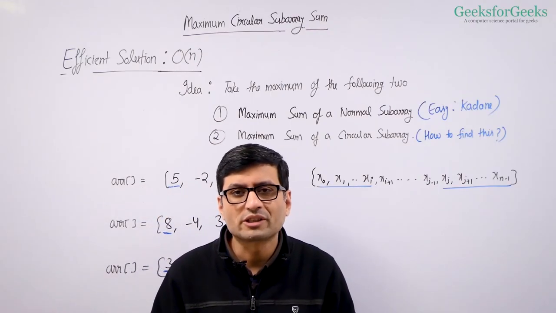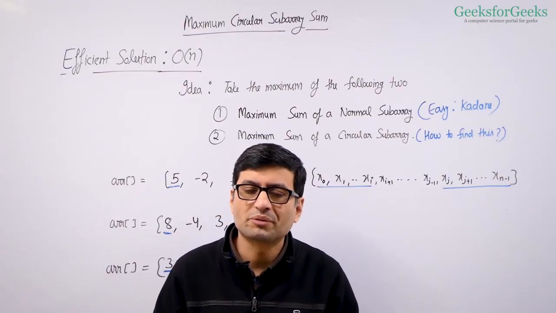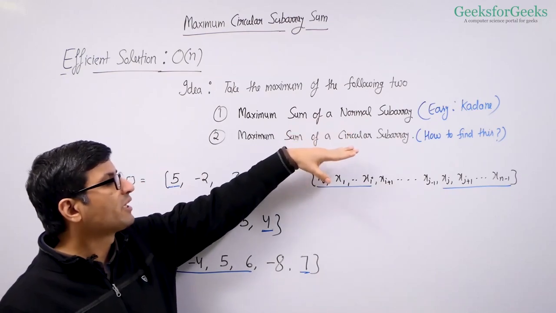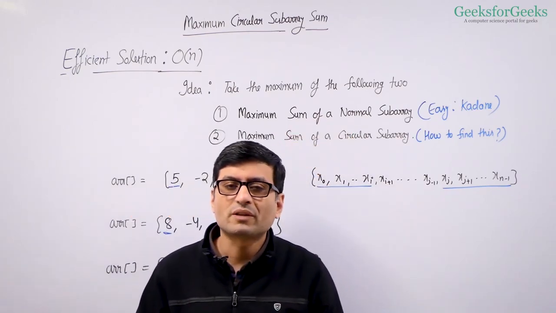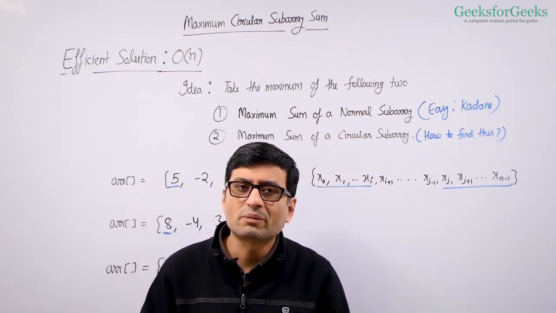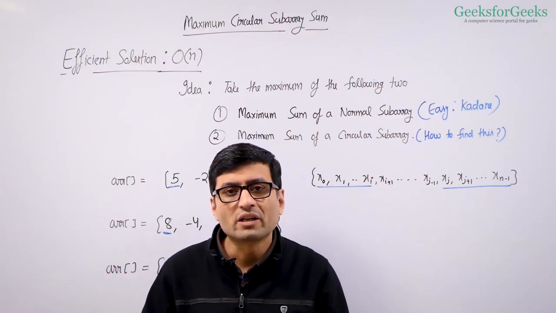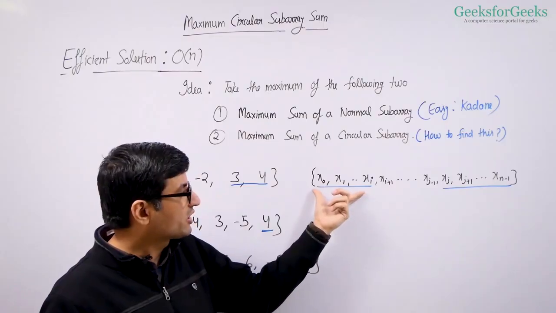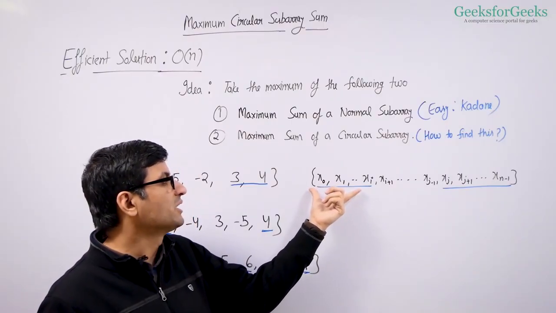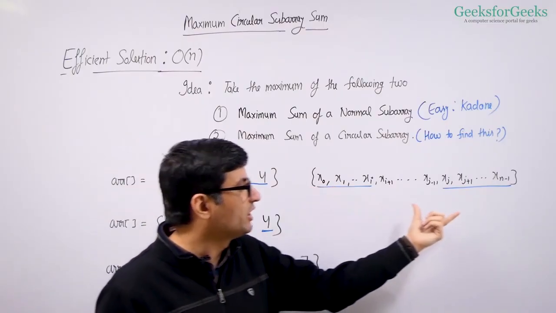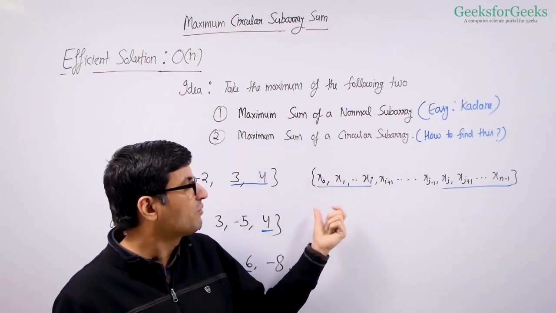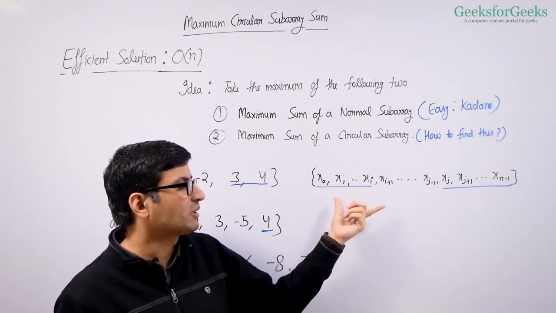We have talked about this algorithm in this problem in a separate video. So this is the first part. The second part is maximum sum of a circular subarray, a subarray which is obtained by connecting the last element back to the first element. A subarray like this has certain elements from x0 to xi, then some elements from xj to xn minus 1. How do we find out the maximum sum of such subarrays?